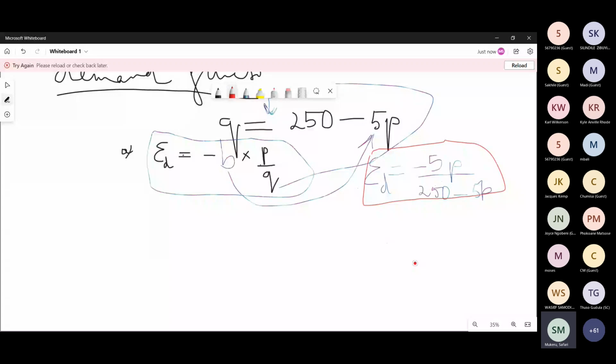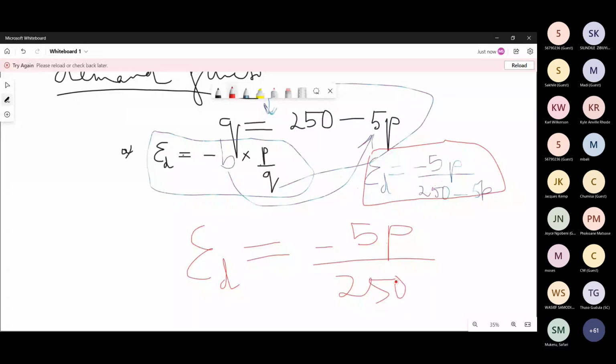So the question was that epsilon D equals, now we have this negative 5P, divided by just 250 minus 5P, right? Now, I didn't understand what was the question that you were asking. Oh, you passed question B. What was the question again?